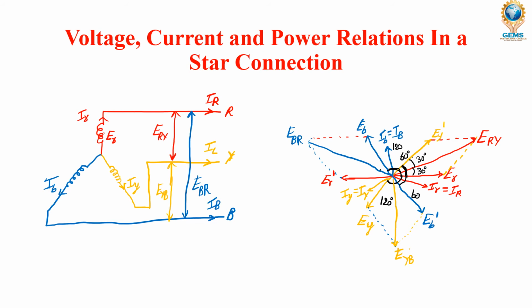And the angle between this phase voltage and current, I am taking the angle as phi. This is a very important derivation for 6 marks. Now we are going to derive the relations for phase voltage and phase current, line voltage and line current, and power. Now you can see here.